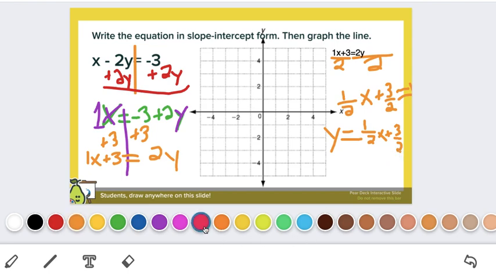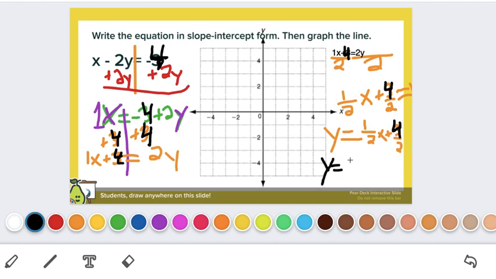All right. I made one mistake. I need you to fix this. I don't want a fractional x-intercept. So what we're going to do is change this -3 to a -4 everywhere we see it. And that'll make this equation a little bit easier to graph.